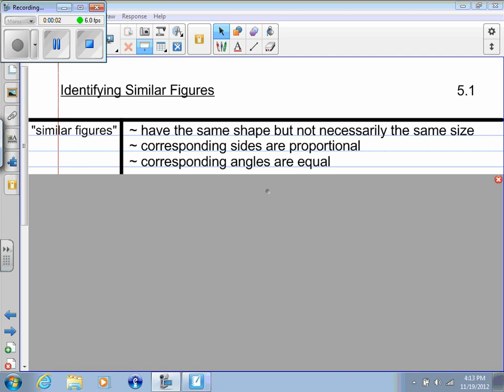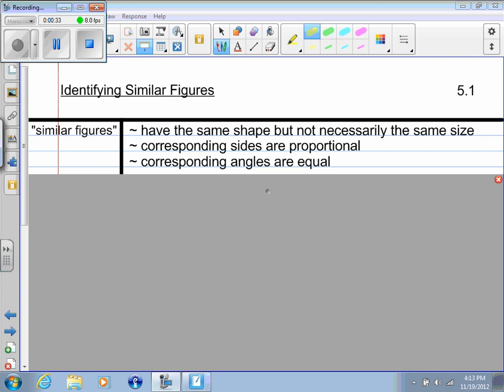This is Ms. Grisenda, and this will be lesson 5.1, Identifying Similar Figures. Could you please start by writing down the title and the lesson number at the top of your page, and then write down the vocabulary term similar figures. Similar figures have the same shape, but not necessarily the same size. Their corresponding sides are proportional, and their corresponding angles are equal.